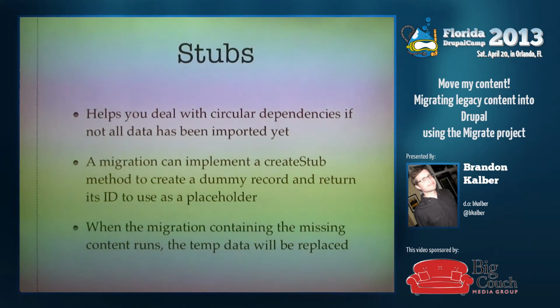Essentially, if you implement the create stub method, you set up a dummy node, just like you would make any other node programmatically, except you pass in dummy data. Then Migrate returns the node ID of that dummy node. When article B finally runs, Migrate, using the map table, is able to look up the dummy node ID and replace all the dummy data with the new data that's being imported. So again, you don't have to run separate migrations in order for this to happen.